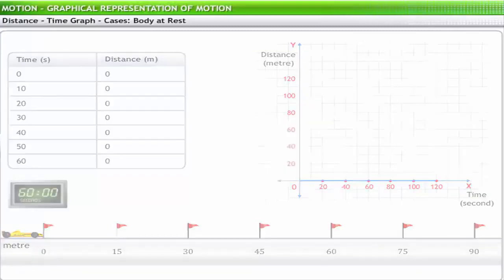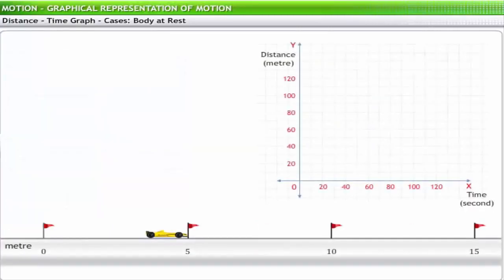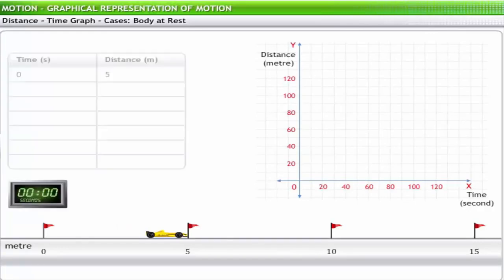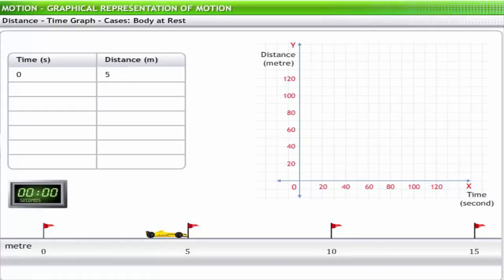However, consider a situation where the body has already travelled a distance of 5 meters. When we start analyzing data on its movement, it means that the body is at 5 meters at 0 seconds. If the body continues to be at the same position for the rest of the time, then the graph is a straight line parallel to the x-axis.